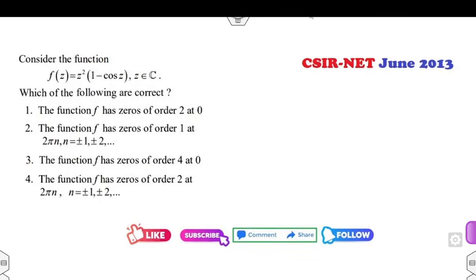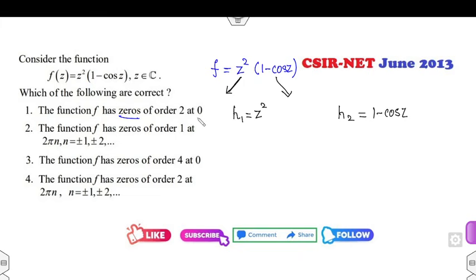Now look at this another one. It's again June. Which of the following has the zeros? The function is z square times 1 minus cos z. Because it's a product, I can find the zeros of these separately. That will be the easier way. I can choose h1 and h2 as the two functions. The zero is at the point 0. So h1 dash is my 2z, and H2 dash is my 2, which is non-zero.